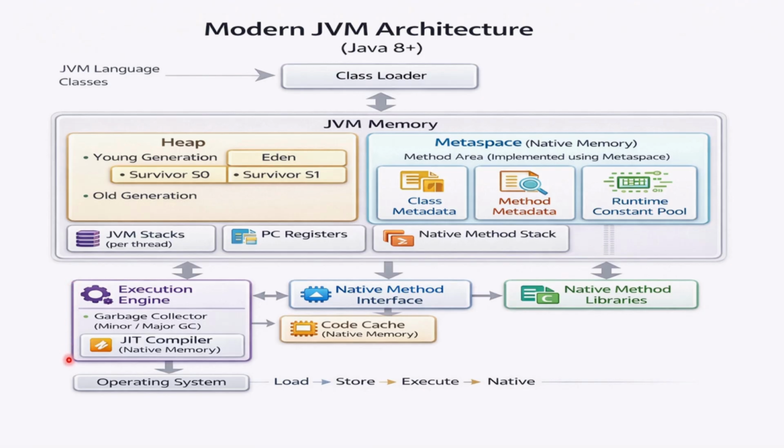At the bottom you can see the execution engine. This is where the Java code actually runs. When Java needs to talk with the operating system, like file handling or native code, it goes through the JNI and native libraries. So don't worry about the whole architecture. We will explain each component in detail ahead.